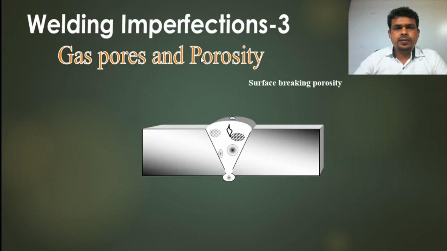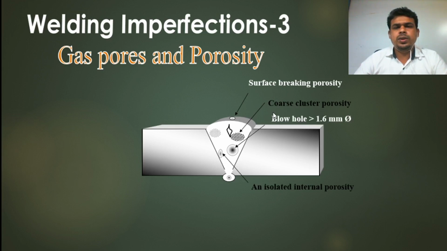So you can see the welding imperfections, gas pore and porosity. I tried to make this short. You can see the surface breaking porosity, then cluster porosity. You can see many holes together; that is called cluster porosity. Then you can see the blowhole: if the size is more than 1.6 mm diameter, then that is called a blowhole. Then you can see the fine cluster porosity. This also has many holes together, but these are small, and the cluster porosity is somewhat bigger. Then the shrinkage cavity.